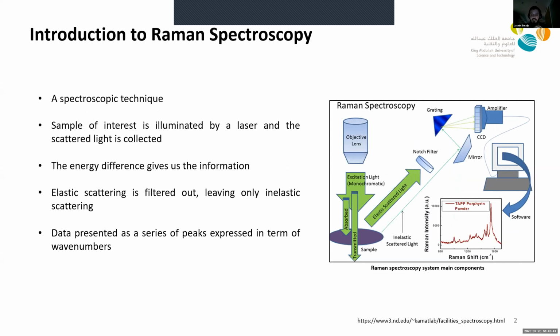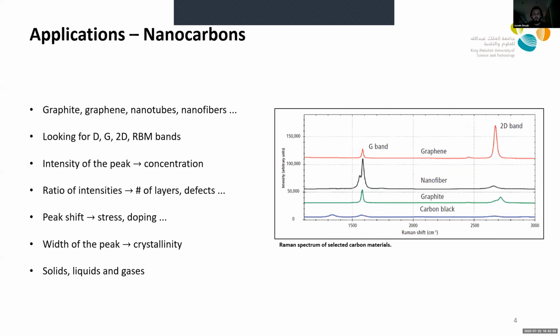Knowing the intensity of this peak, you know that in your sample you're having certain types of vibrations, and you know how much of that is there, and that tells you a lot about your material itself. For example, a common application of Raman spectroscopy is nanocarbons. We're talking about graphenes, nanotubes, nanofibers, graphite, and whatnot. And in general, in the case of carbons, we are looking for the so-called D band, G band, 2D band, maybe RBM bands. These are all bands of certain vibrations.